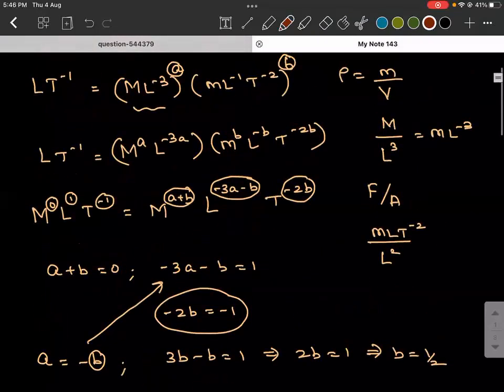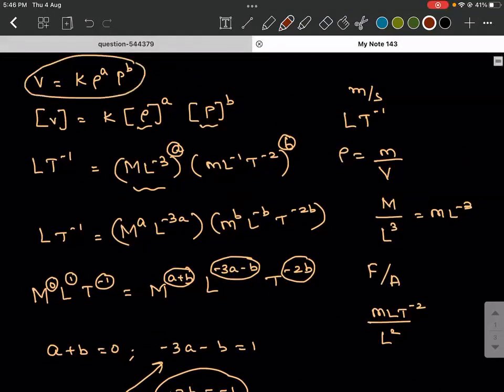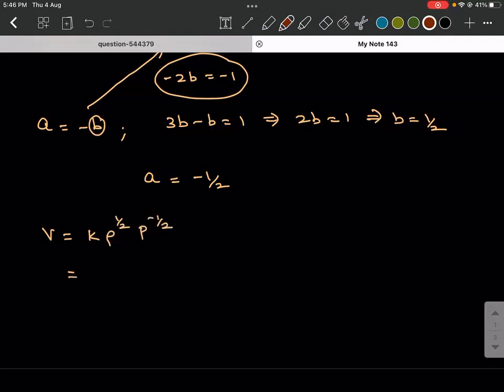So take all these values and substitute it in this equation. When you do this, what will you get? V will be equal to K into rho power half into P power minus half, or it will be K into root of rho divided by P, which is V.